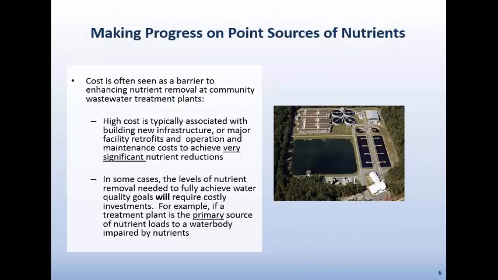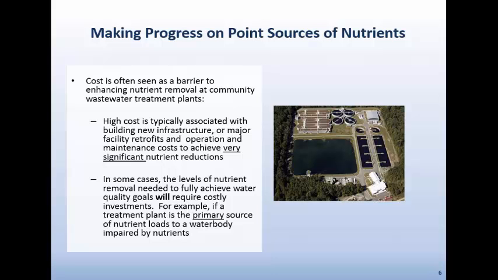going into our waters. So while the technologies are there for nutrient removal, cost is often seen as a barrier to enhancing nutrient removal at community wastewater treatment plants. The high cost is typically associated with building new infrastructure and retrofitting facilities and operation and maintenance costs to achieve significant nutrient reductions. Of course, if you're building a plant from scratch, it's a little bit easier to incorporate those advanced nutrient removal technologies, but they're still expensive.